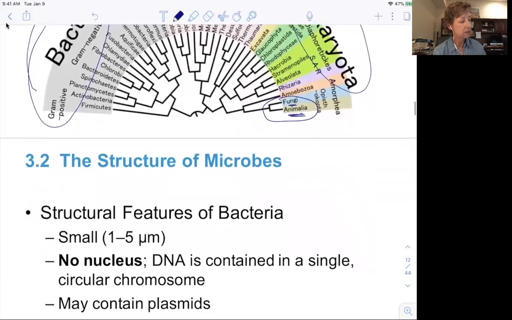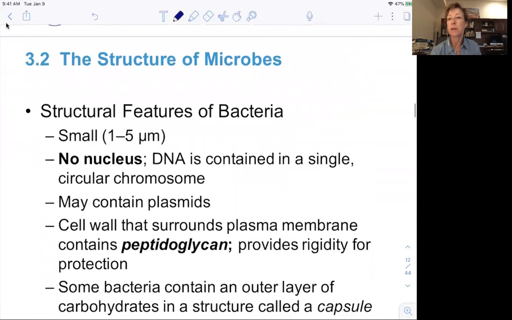So we're going to stop at this point and we'll continue on in the next section looking at structure of bacteria and how we can identify bacteria with the gram stain.